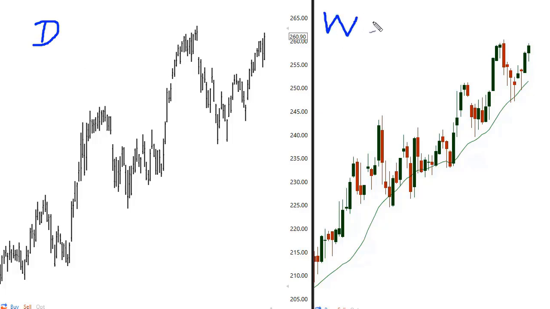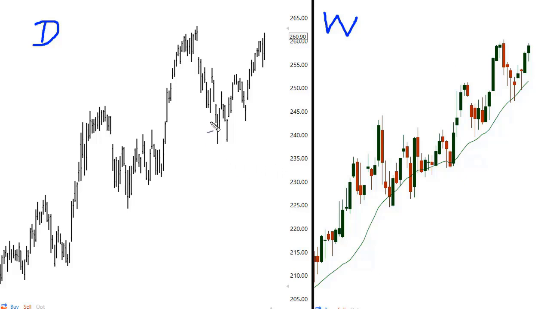Now, a bit of a caveat there: if you're trading, say, a 5-minute chart, then you might want to look at the 15-minute chart as the higher time frame. If you're trading the hourly chart, you might want to use the daily chart as the higher time frame. In my example, I love trading the daily charts, so we have the daily chart to the left and the weekly chart to the right. Make sense?